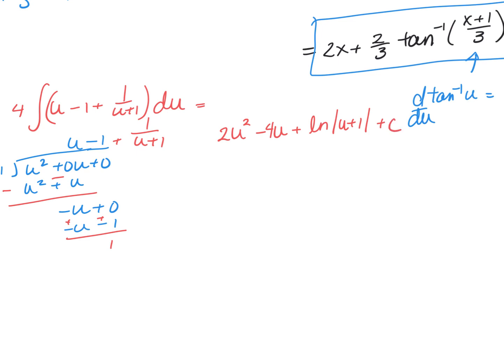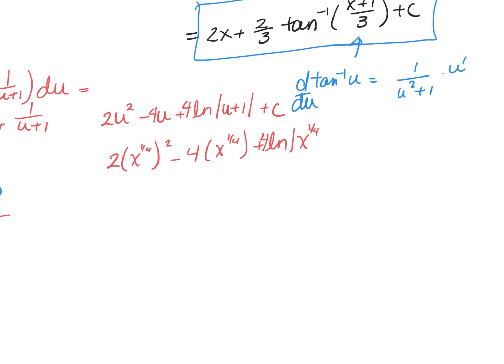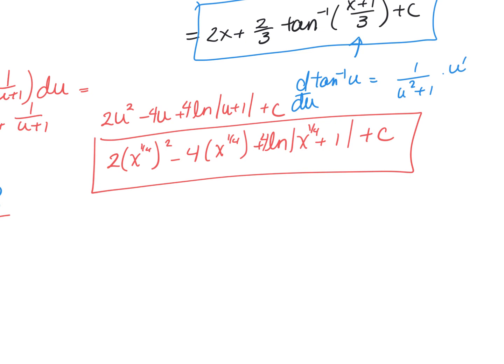Now don't forget, I do need to go back and substitute. I had my substitution of u being x to the 1/4, so it's 2 x raised to the 1/4, the quantity squared, minus 4 x raised to the 1/4, plus the natural log of the absolute value of x raised to the 1/4. Oh, there should be a 4 there. Don't forget there is a 4 on that one too. Plus 1 plus c, and that is my final answer.